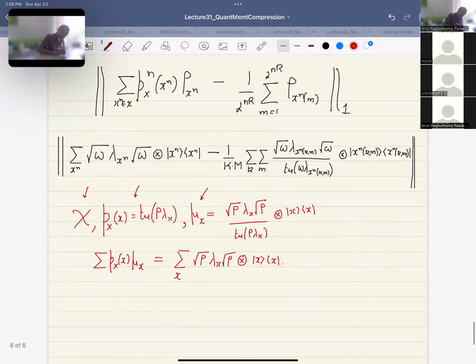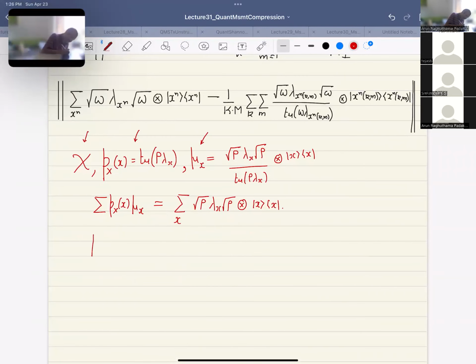Okay. Now, let's call this alpha. So alpha is my ensemble average. What is alpha? Alpha is my ensemble average, sum over x belonging to X of root rho lambda_x root rho tensor |x><x|. Okay, that's my ensemble average.